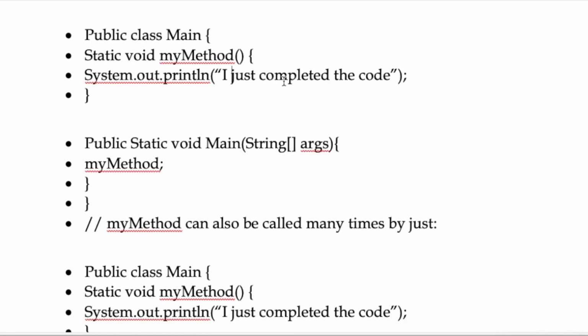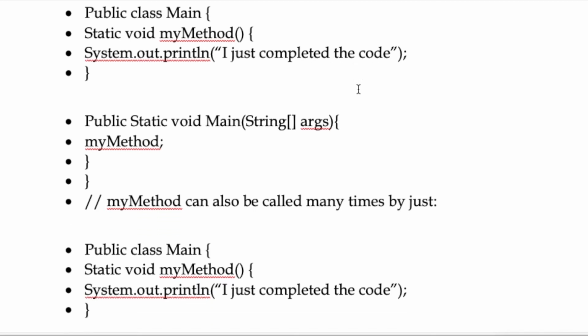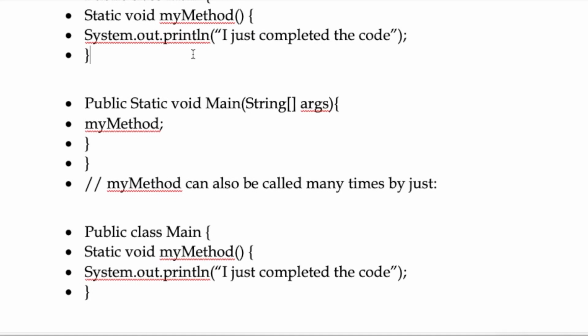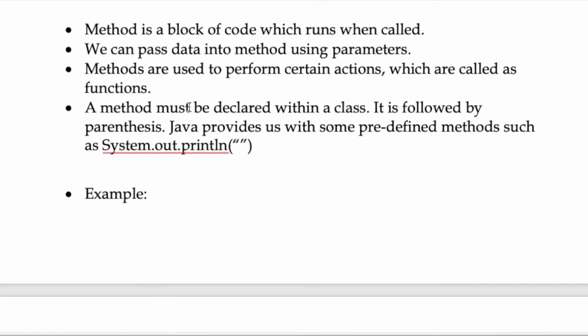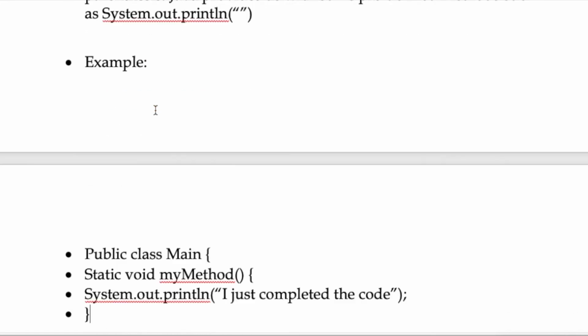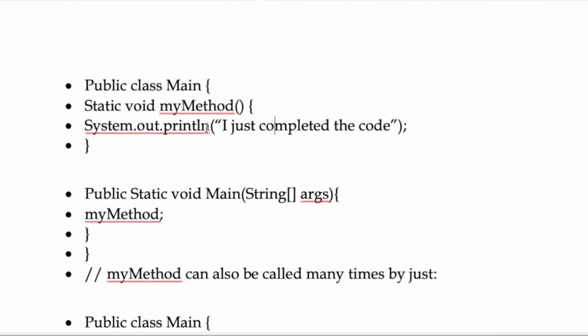So here's a line where I'm printing out that I just completed the code. This has nothing to do with our code now. This was an example. So here starts our main code: public static void main(String[] args), and we open the braces. Here's a rule that we need to enclose the myMethod code within the braces. So here we have started and we have ended here.